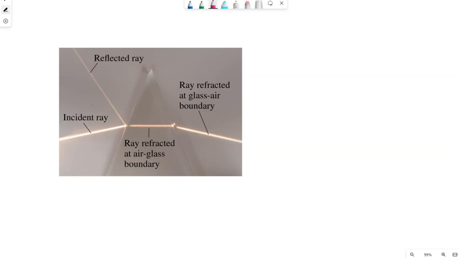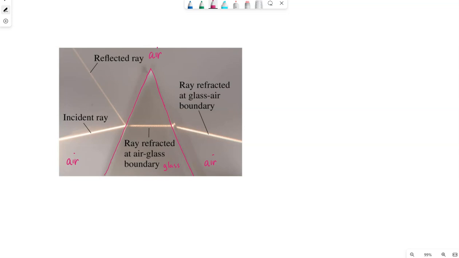All right, I've pulled this picture from our textbook. It is a picture of a prism, so a triangular prism here. This is made of glass, and the prism is surrounded by air. So air is outside everywhere. Glass in here is the prism itself.